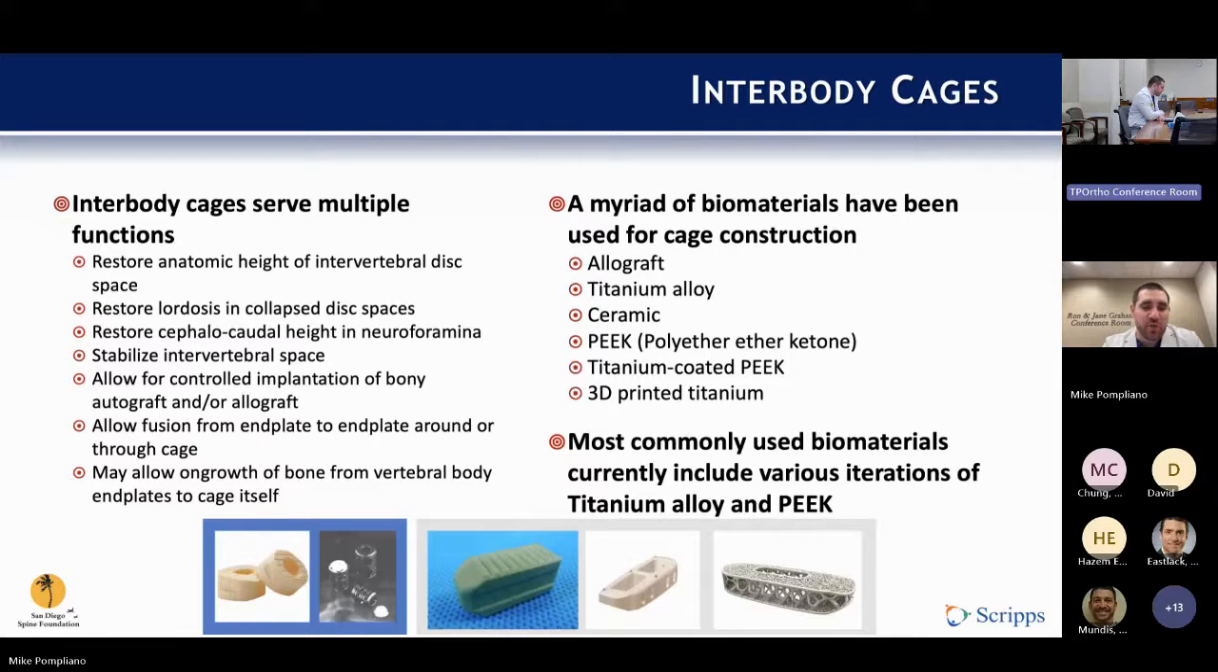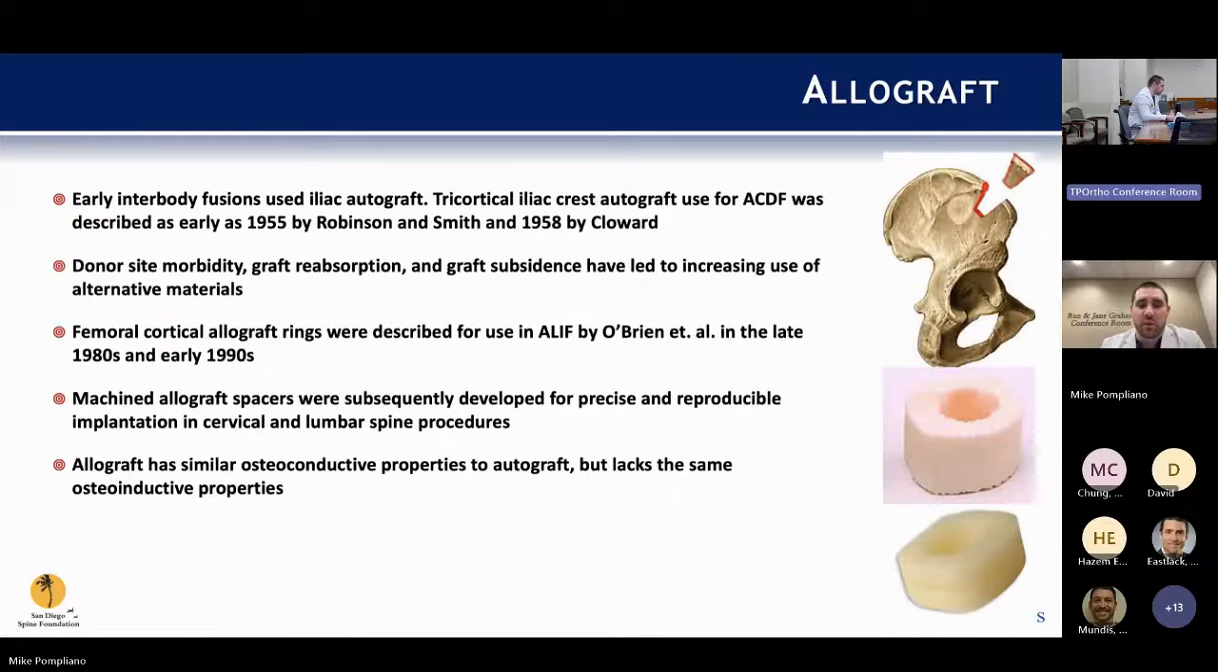Some pictures looking at different iterations of what that has looked like over time. With respect to allograft, this is a historical description going back to 1955. These typically are associated with donor site morbidity, graft reabsorption, and graft subsidence, leading to alternative materials. Looking at femoral cortical allograft rings described in the late 1980s and 1990s for use in ALIF, and then other designs subsequently after that.